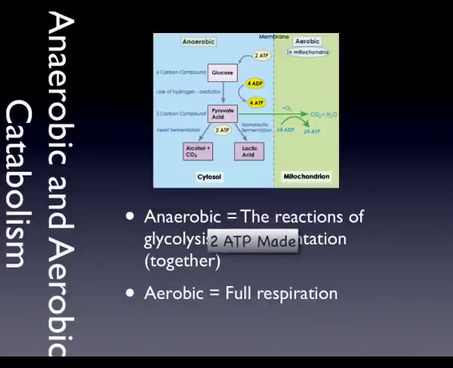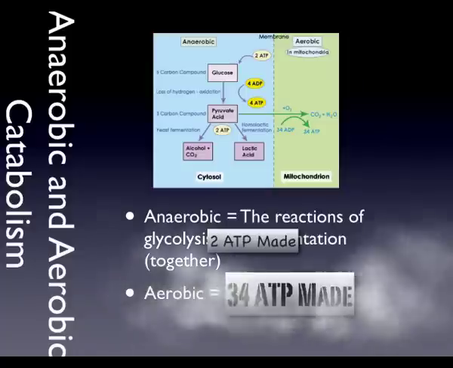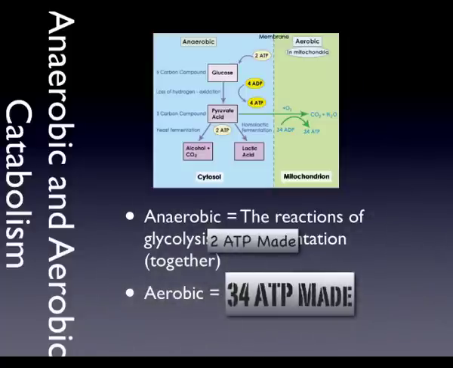Anaerobic respiration, you're only getting 2 ATP per glucose. Aerobic respiration, though, kablamo, you get 34 ATP made. So aerobic respiration is by far the preferred method of extracting energy from glucose.